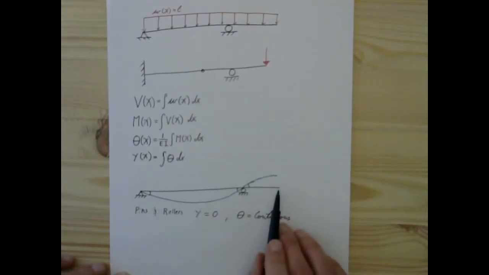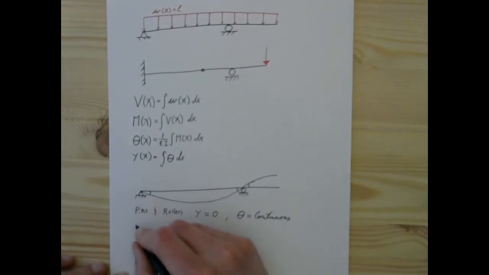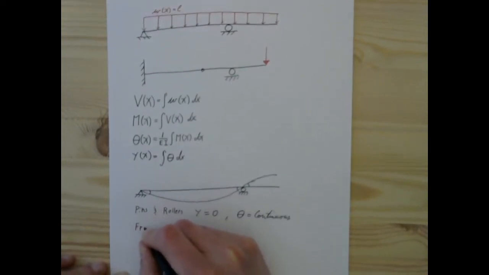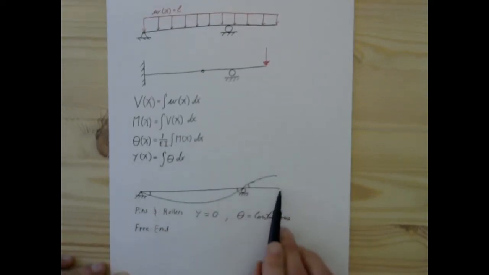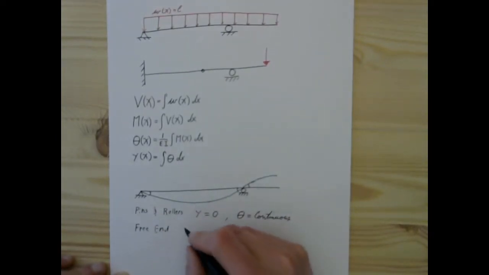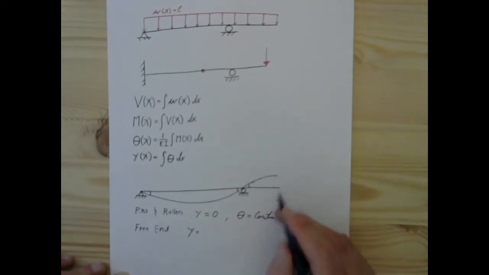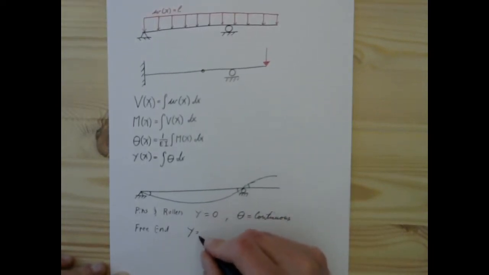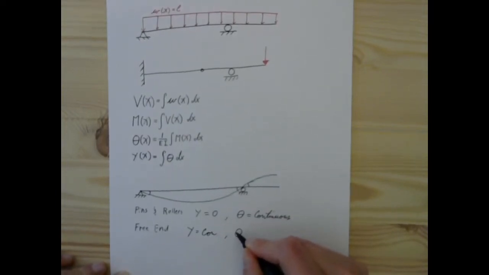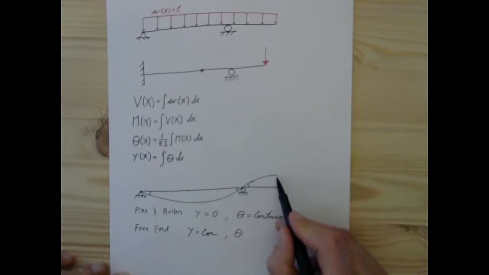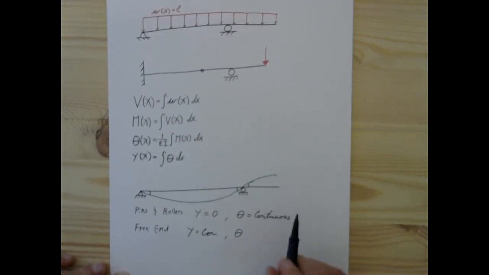Let's look at that free end. At a free end, like we have there, clearly there is some deformation. So the deformation, that's going to be continuous. I'm just going to write con for that. Ditto the rotation. There isn't a ton of rotation shown there, but there is some.